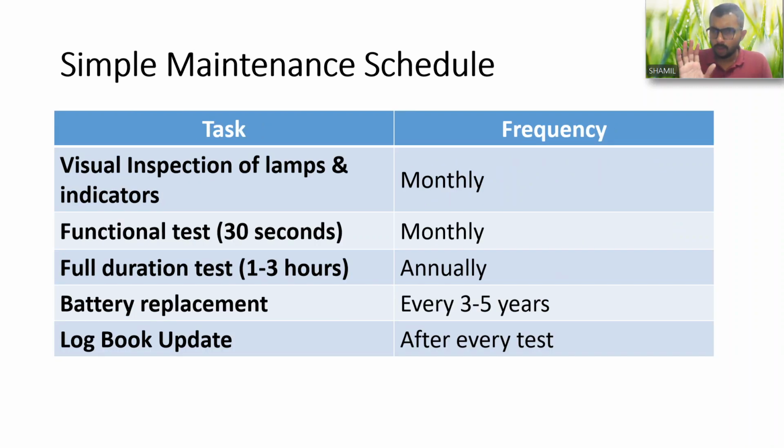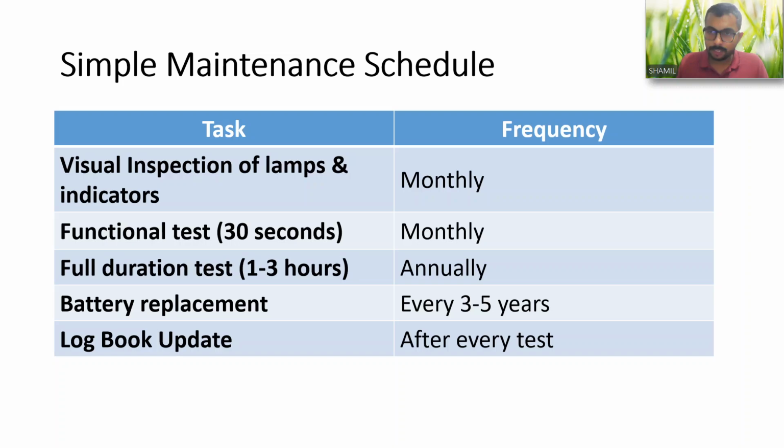Now let us see what all activities are there in the maintenance schedule for the emergency and exit lights. Whenever you're planning the maintenance activity for the emergency exit lights, you need to plan for these tasks. The first task is visual inspection of lamps and indicators. We need to ensure that these lamps and indicators are visually inspected every month.